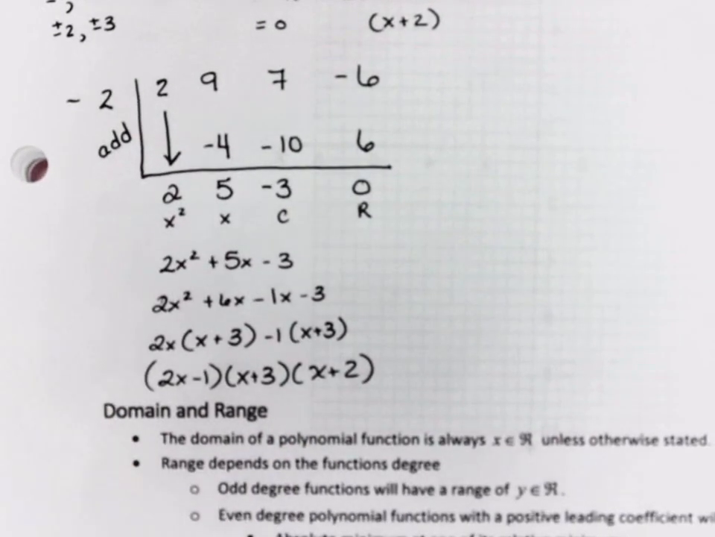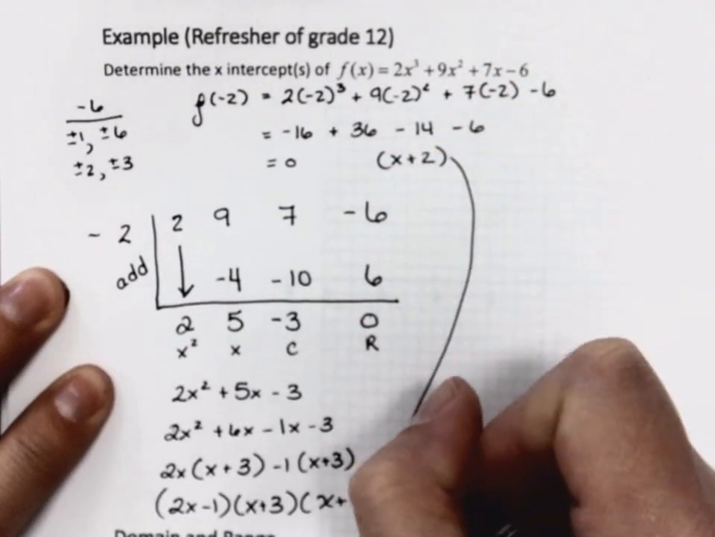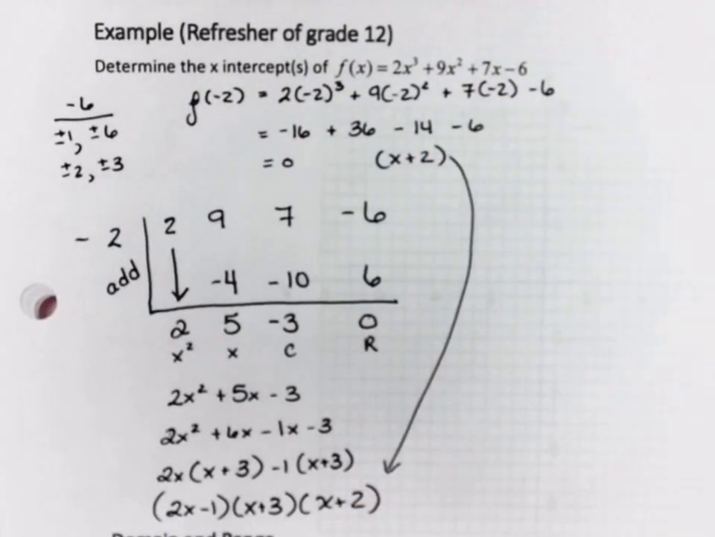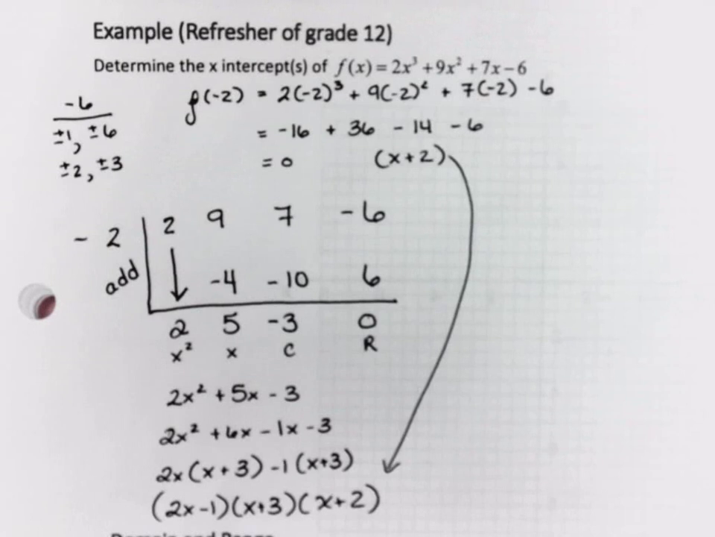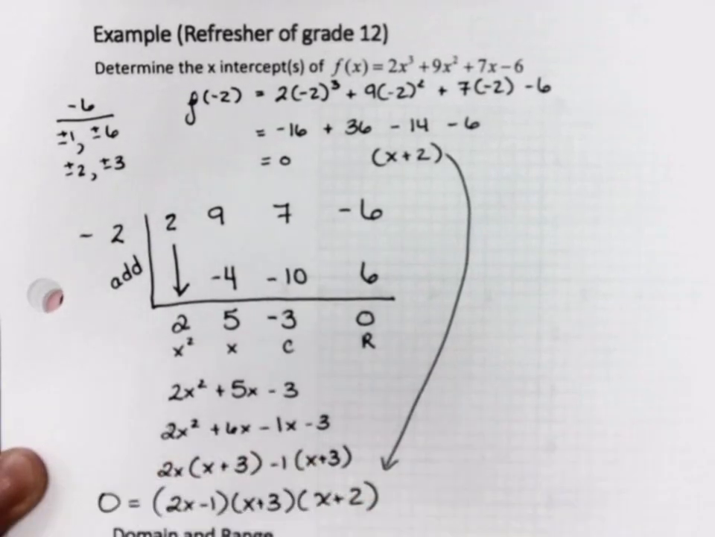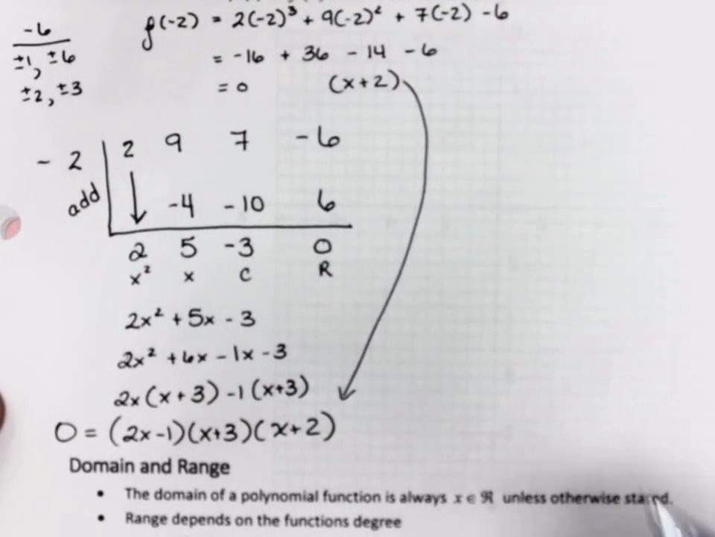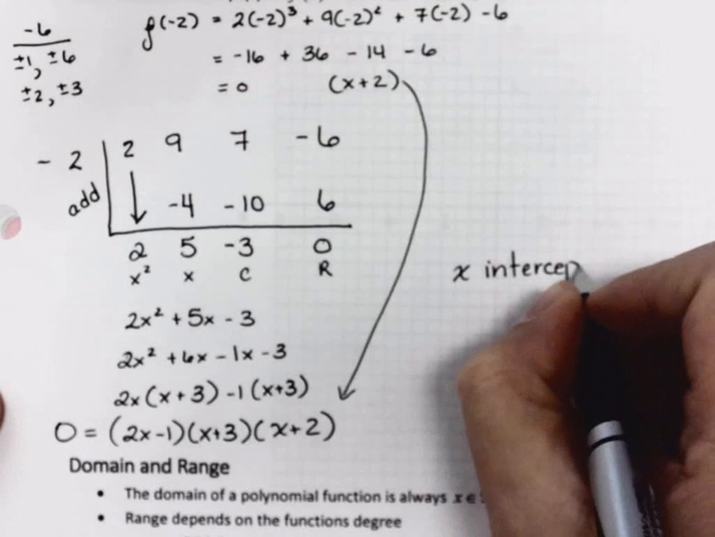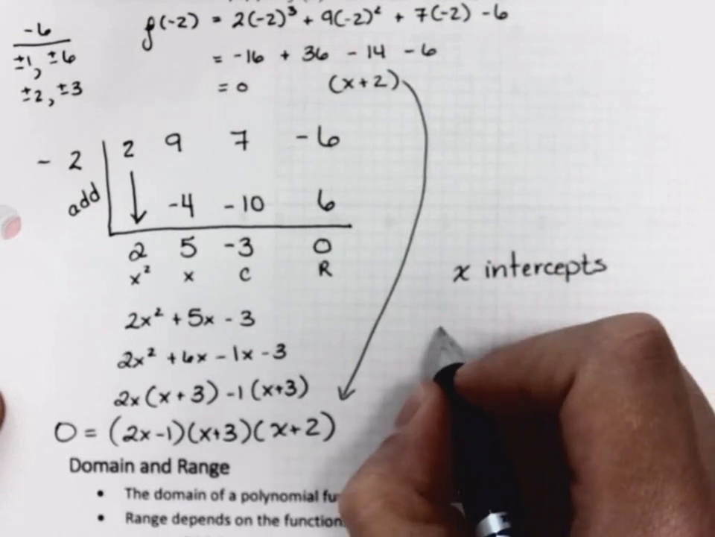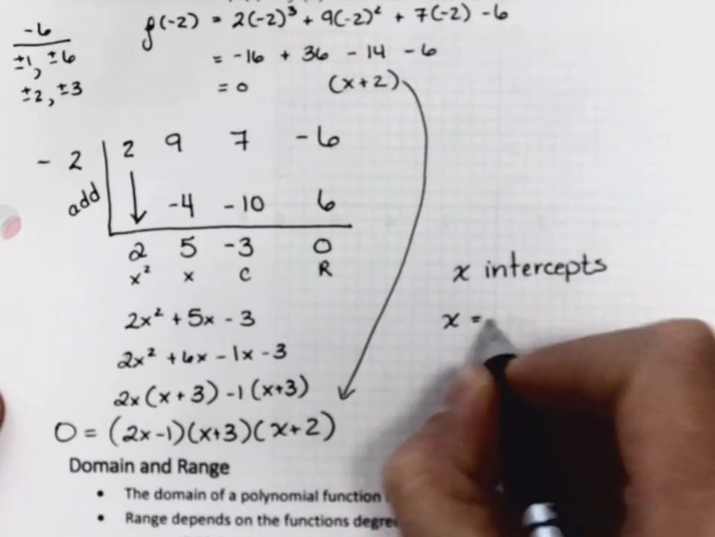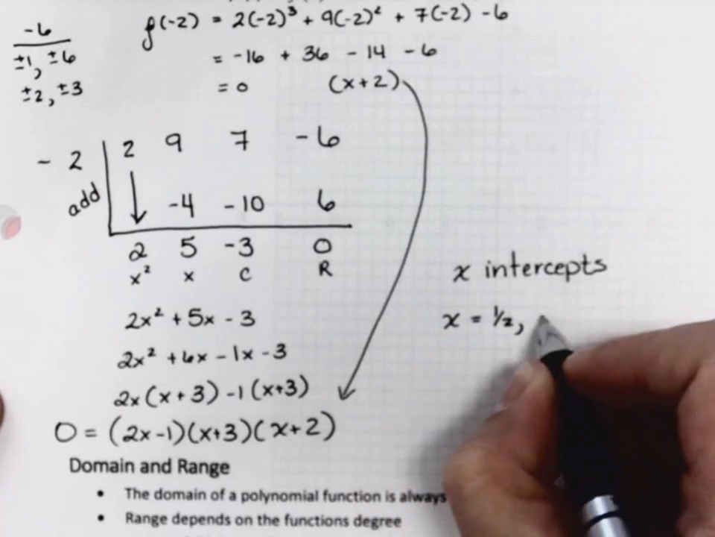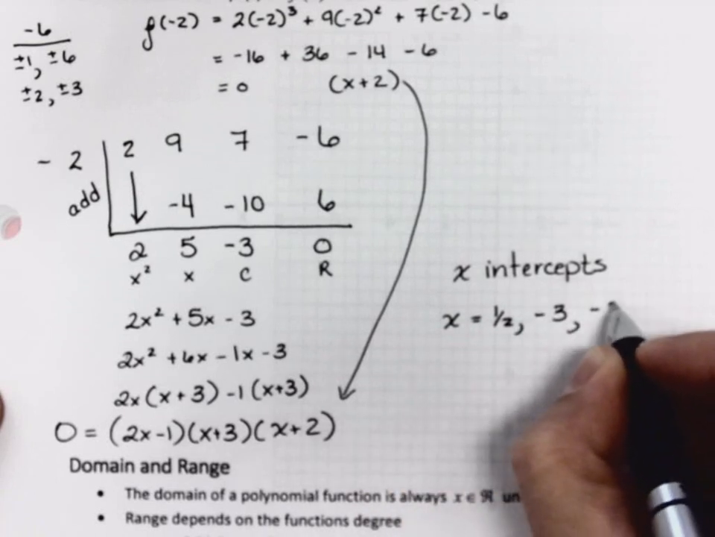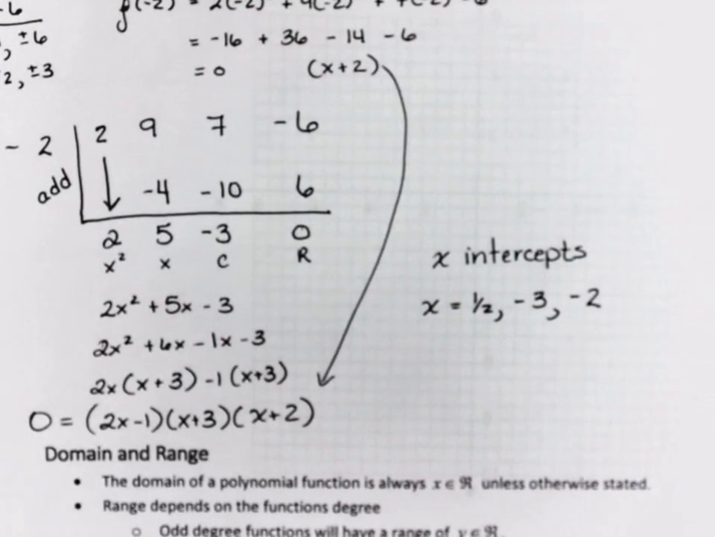So there's my, and I just took this one from up here and I brought it down. Those are all my factors. So if I were to set my equation equal to 0, we know that our x-intercepts occur at +1/2, -3, and -2.